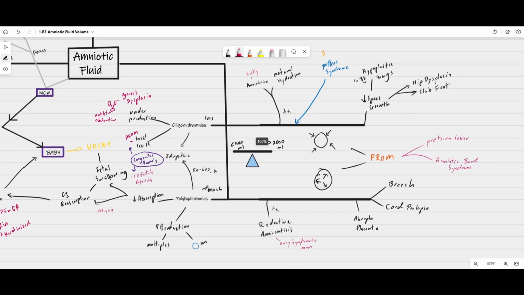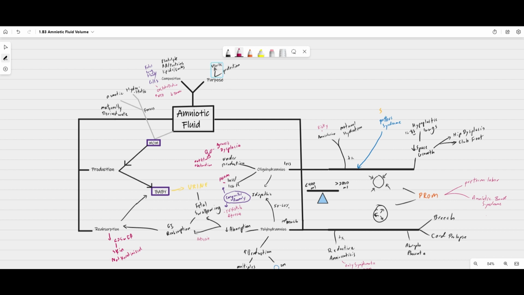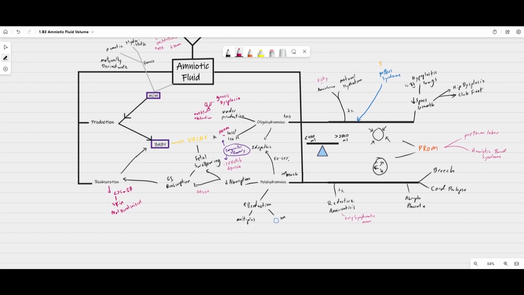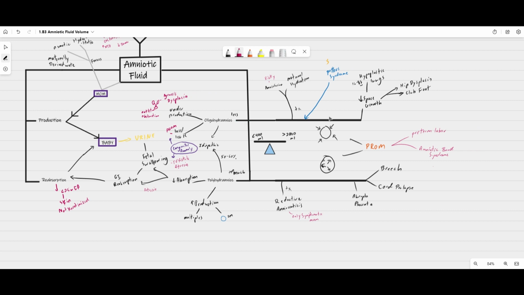So with our amniotic fluid, I say it's there to provide a sterile environment and protect the baby. It's composed of a lot of different fluids. It comes from the mom initially, then the baby's going to start producing their own through their urine. Its production and reabsorption is mainly through fetal swallowing after 25 weeks; before that, it's through the skin. And if we have too little fluid, that can cause some problems with decreased space for growth, like lung hypoplasia and skeletal deformities. If we have too much, there's a risk for cord prolapse, breech, and with both of them, there's the risk for PROM, preterm labor, and amniotic band syndrome.